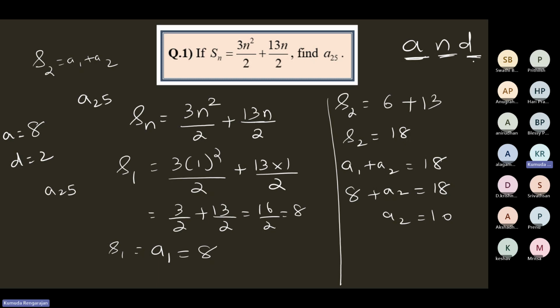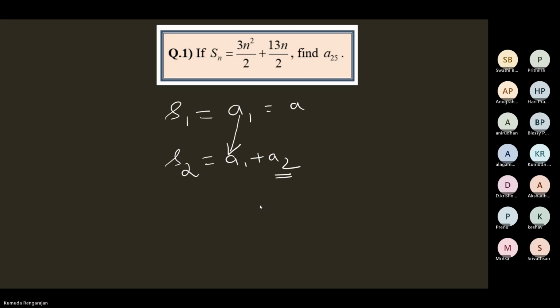And we have the values of A and D. And what is A25? A25 is equal to A plus 24D. The 25th term of the AP is A plus 24D. So A is 8 and D is 2. Substitute and find the 25th term.